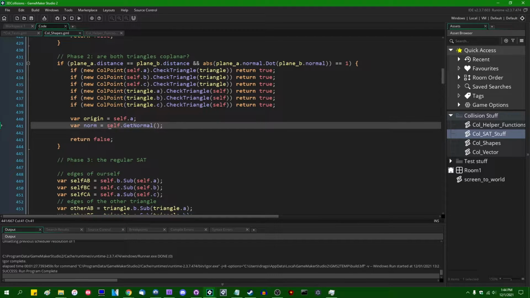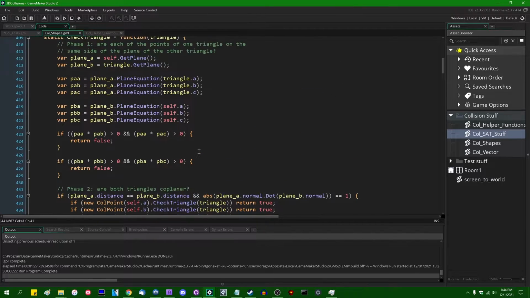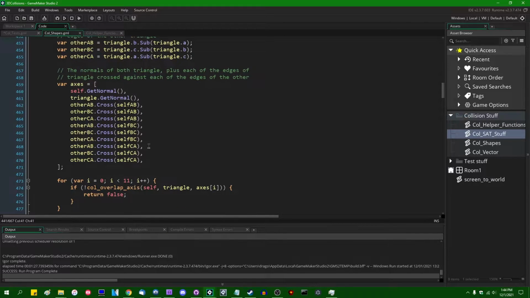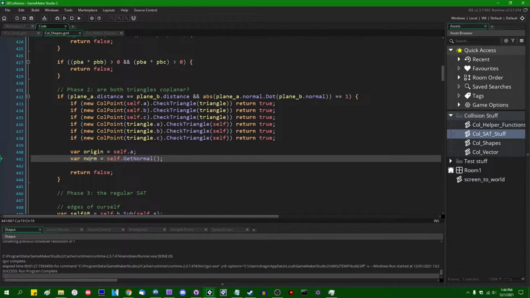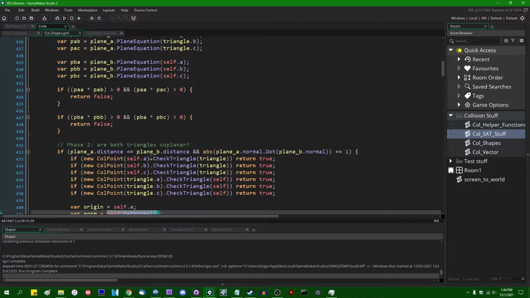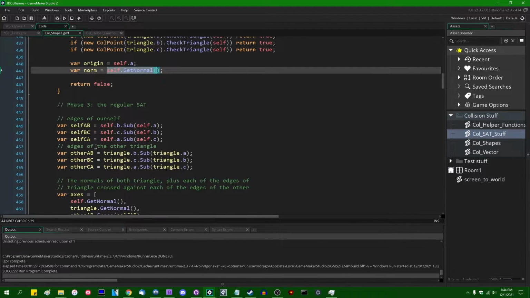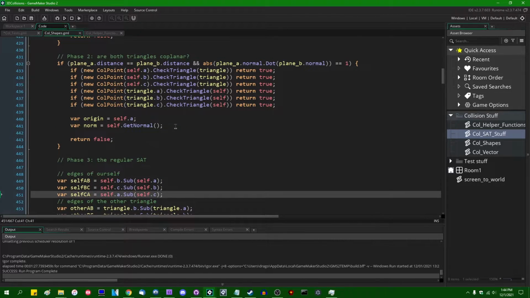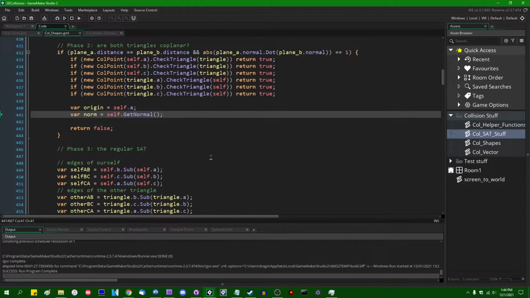Next, var norm equals self.getNormal. You may note that self.getNormal has been calculated a couple of times. Actually, has it? Oh, it's calculated farther down. You may wish to define some common terms, such as getting the normal of this triangle, and just stick them at the top of this method call. If you want, same thing for the edges down here, like self AB, self BC, self CA. I'm not going to do that. I don't want to write minimalist code. I want to write legible code.